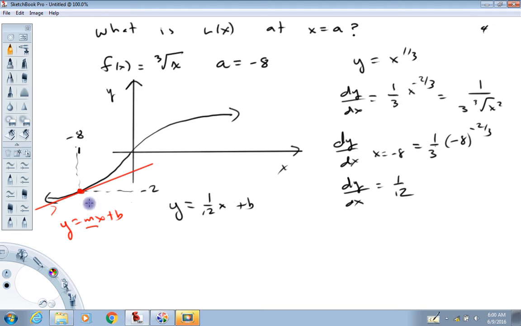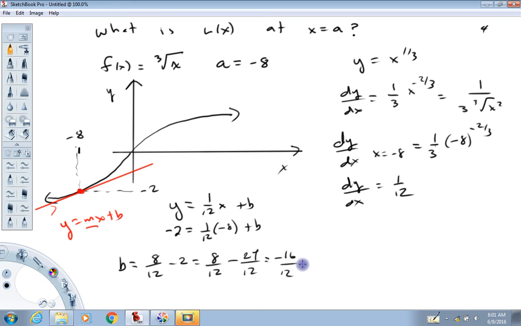Now I'm going to use the fact that when x is negative 8, y still has to be negative 2, whether you're on the function or the linearization of it. So this is now going to read negative 2 equals 1/12 times negative 8 plus b. So b is going to equal, we have to move this term to the right, 8/12 minus 2. I'll just do this in fraction land. That's going to be 8/12 minus 24/12 by the time we find a common denominator, which is minus 16/12. And I guess we'll simplify that down a little bit, minus 4/3.